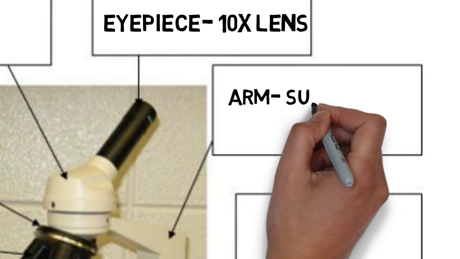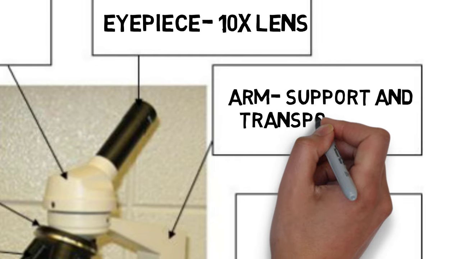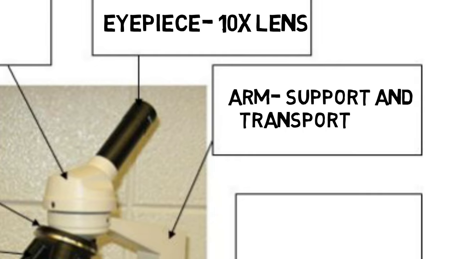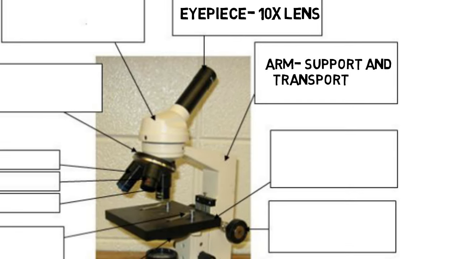The next part is the arm. Pretty simple definition for the arm: support and transport. Obviously it holds up the microscope, and then if we're moving the microscope around, we put one hand on the arm to transport it.